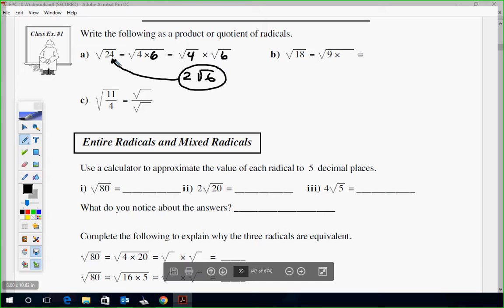So 18, here we go. We're going to go 9 times 2. That's what 18 makes. Square root 9 times square root 2. Square root of 9 is 3. You did it again. Root 18, simplest form, is 3 root 2. Again, same question. Why did I go 9 times 2 instead of 6 times 3? I don't know either. I'm just asking questions.